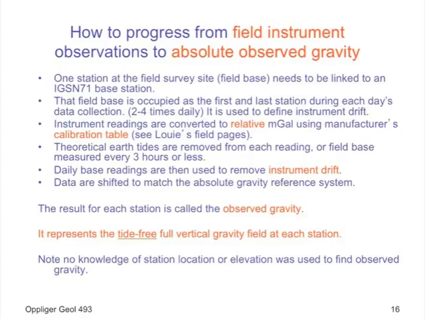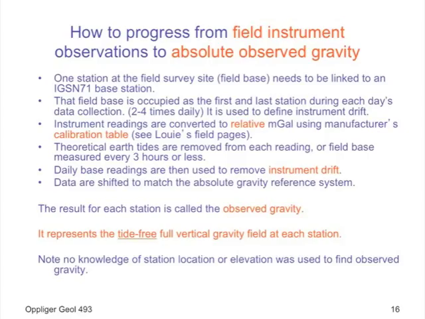And then you remove the drift with the daily base readings or the more frequent base readings, and then you shift relative to what you've brought into the field, your tie back to the absolute gravity station, the IGSN station. And then you have an observed gravity value, a total acceleration of gravity at each station. And that's the tide-free full vertical gravity value, acceleration of gravity at each station.